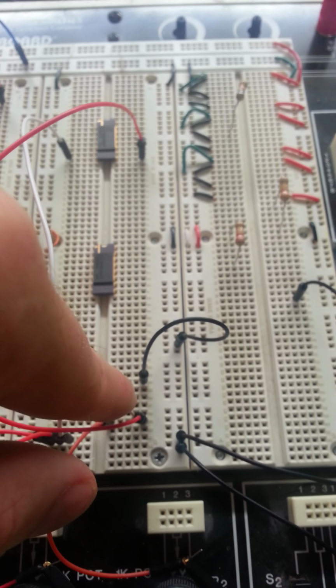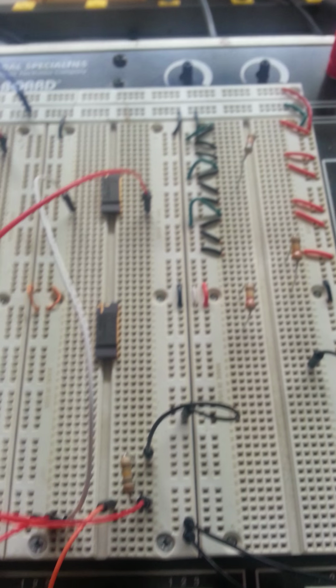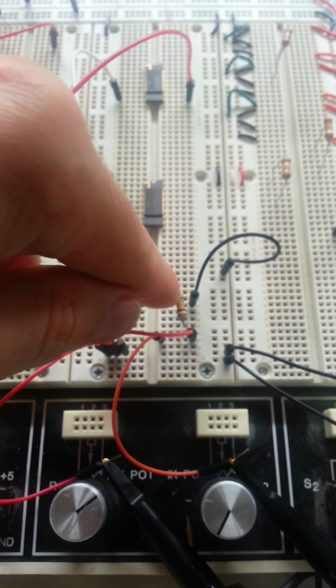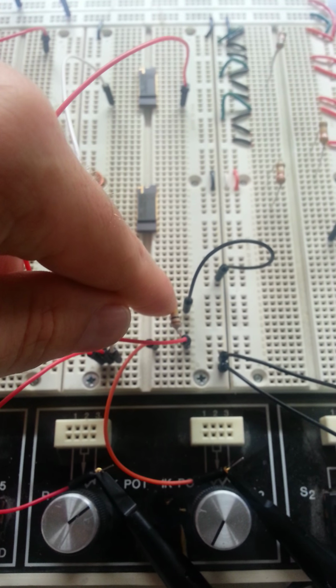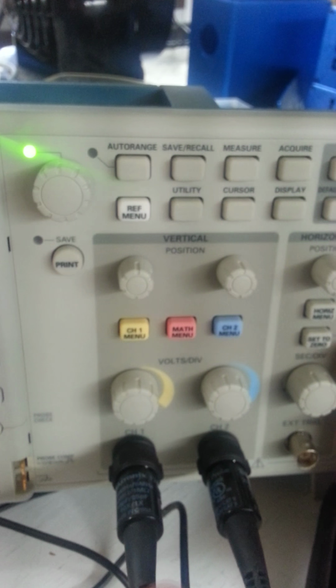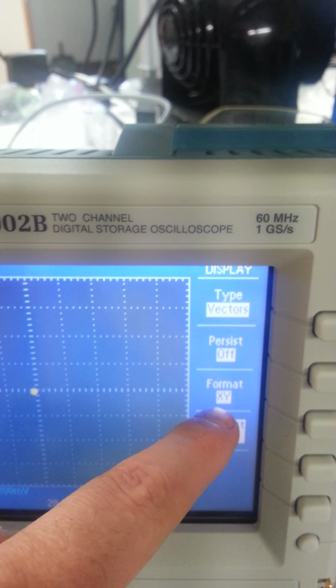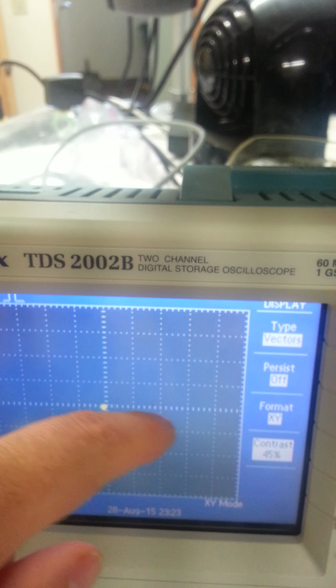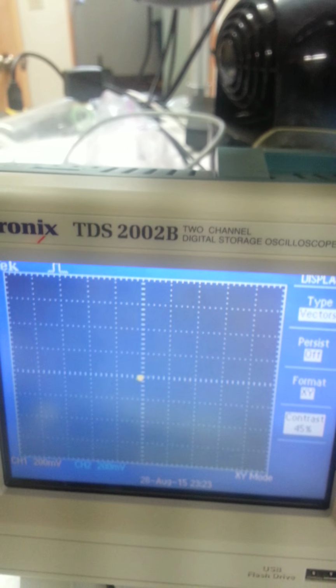Now that is in series with a load resistor. We have 100 kiloohms here. And we're tapping the input signal and the signal across the load resistor here, and those are displayed on the two channels on the oscilloscope in XY mode. Okay, so this is going to allow us to see the hysteresis loop, which is indicative of a memristor.